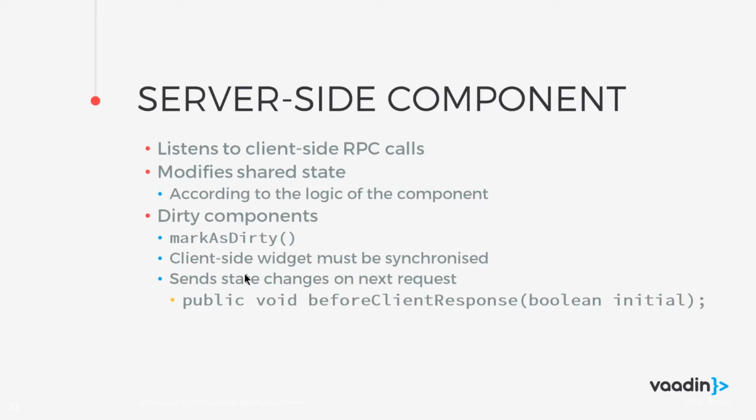Now, the question is, how do we tell the framework that we need to do something on the client side? And here is where dirty components come into place. So there is a method called markAsDirty, which, well, marks the component as dirty and indicates that it should be repainted on the next response.